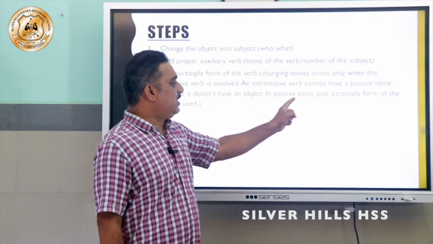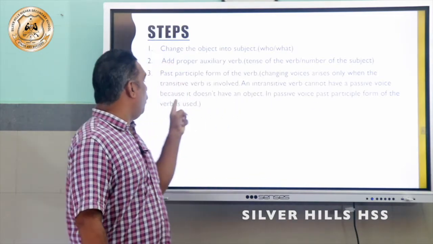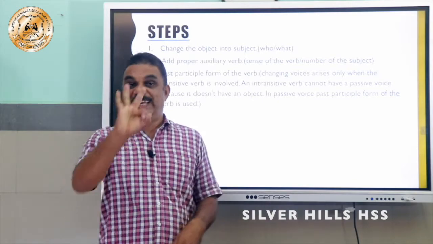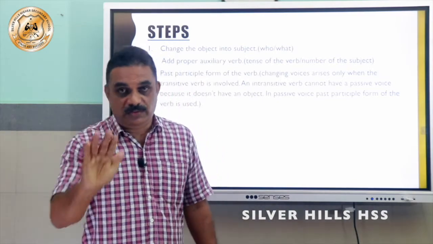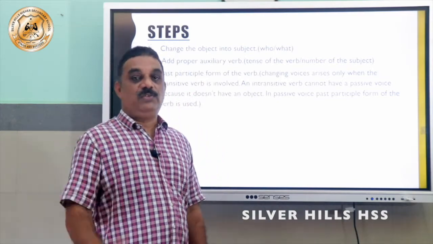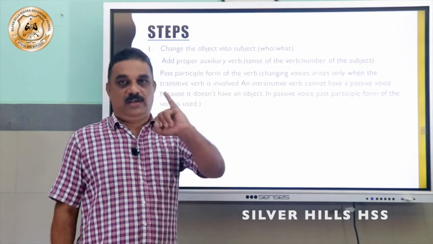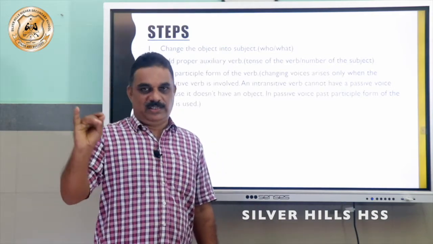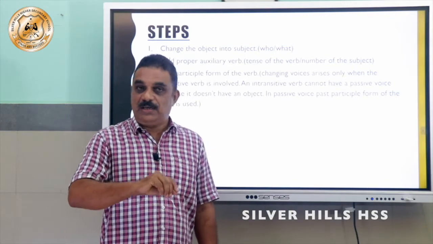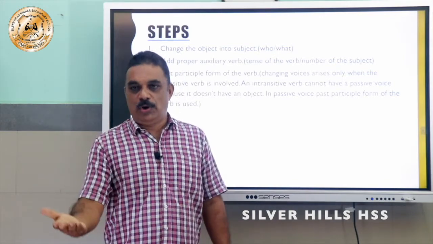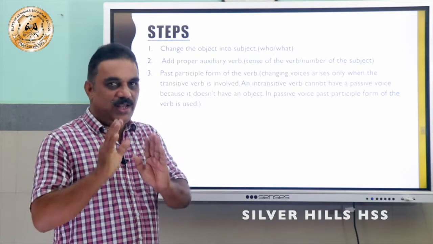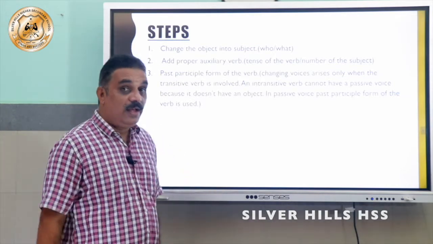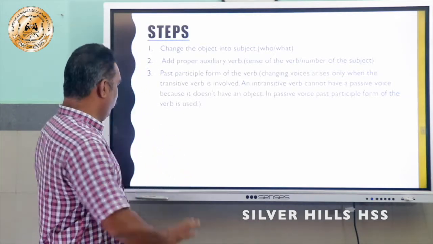Okay. In passive voice, past participle form of the verb is used. Third form, or we can say V3. Write, wrote, written, and that written is used. Then read, read, read is used. Break, broke, broken is used. Okay. Third form we are using in the passive voice. Now, next one.